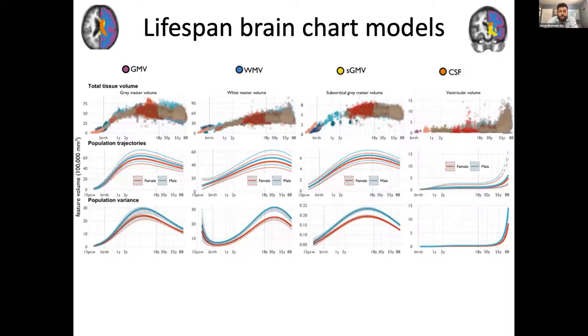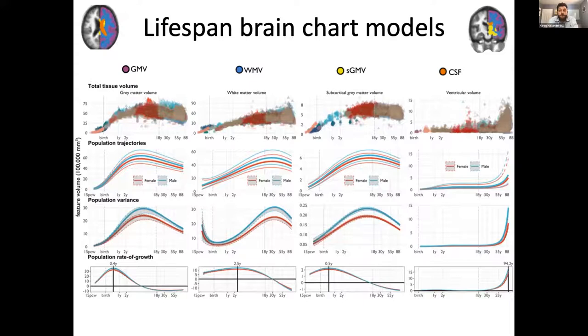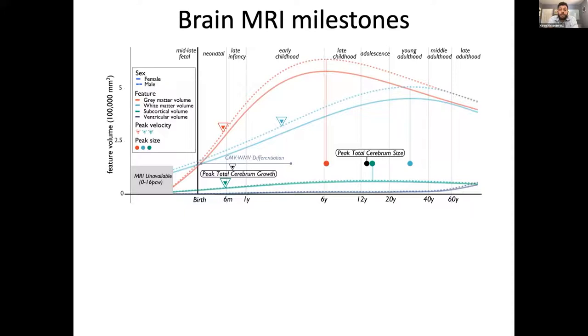If we look directly at the rate of growth across the lifespan, for example, we see that the increase in gray matter from mid-gestation peaks at age 6, where the first derivative on the bottom left crosses 0. And this observed peak occurs 2 to 3 years later than the peak reported in prior studies that relied on smaller age-restricted samples. Here's another way of visualizing the information about peak rate of change and peak absolute size.